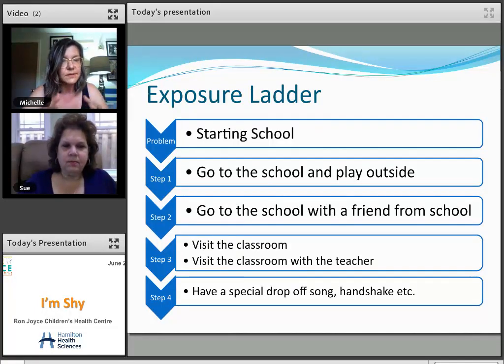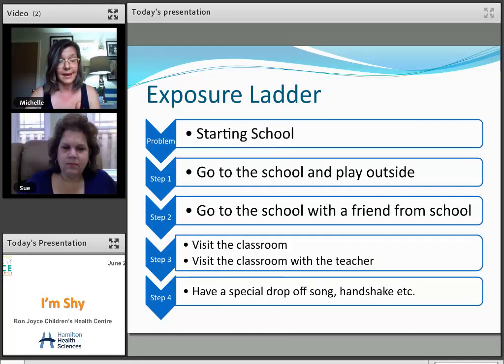And then you're going to visit the classroom. Maybe you're going to visit the classroom without the teacher there. Then you're going to visit the classroom with the teacher in the room. And you might need some more steps in here. Maybe the teacher will address the child. Maybe the parent and child will speak. Maybe they're going to be bringing a sibling along. What are those steps? You can take some pictures of the classroom. Lots of different steps you can add in here, but it's trying to stay connected.